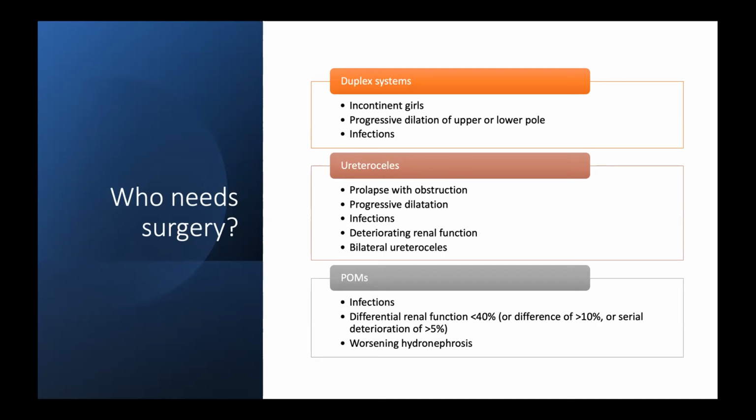Ureteroceles, like we said, those that are prolapsing, once again, need to be addressed. Where we're seeing progressive dilatation, even if the ureterocele itself is quite small, but we're seeing progressive upper tract dilatation, intervention should be considered. Once again, if there's deteriorating renal function, and if the ureteroceles are bilateral. Primary obstructive megaureters, I actually discuss in more detail later, so I'll get into it there.